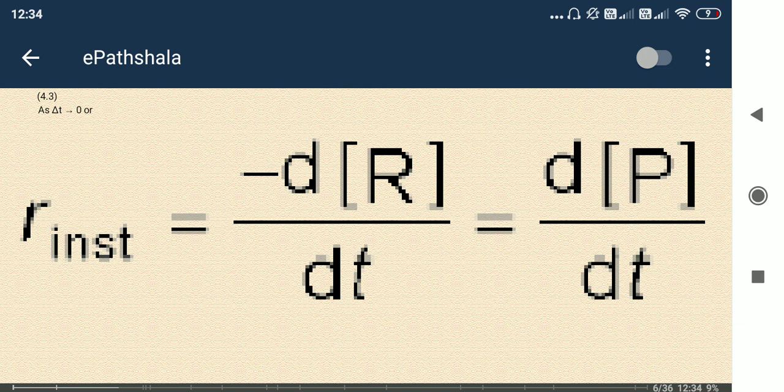But instantaneous means at a specific time we want to know the rate, so at that specific time we need to consider the concentration change and the time taken. So you can see it is written as dr. We need to remember delta r means a small amount of change, but in case of dr it is very, very small.